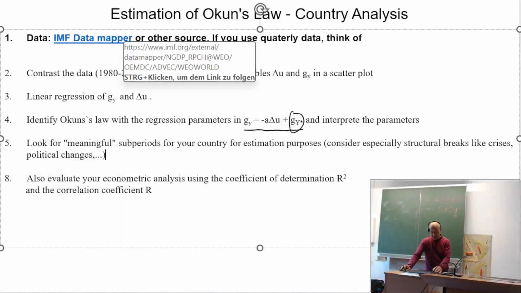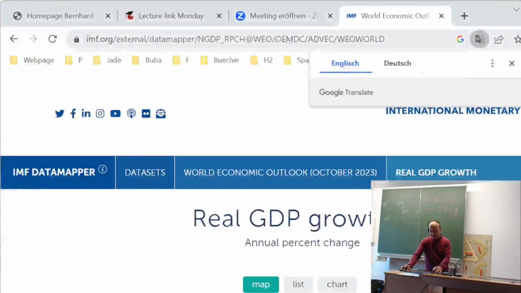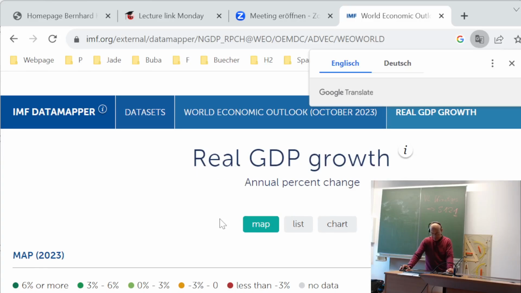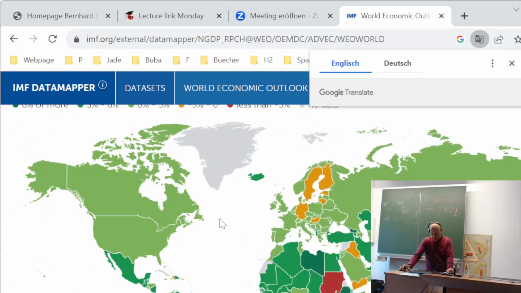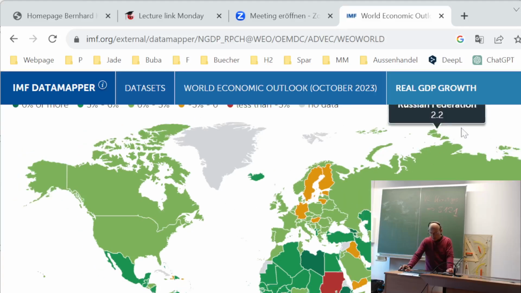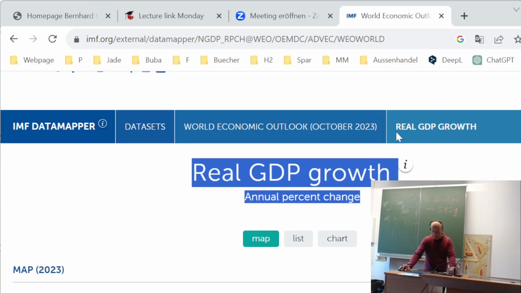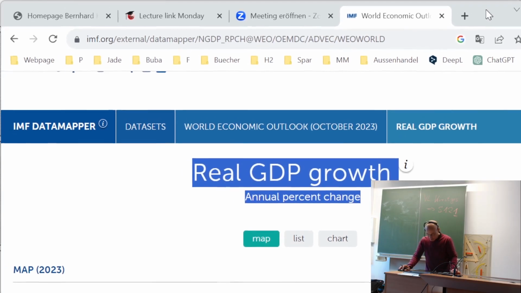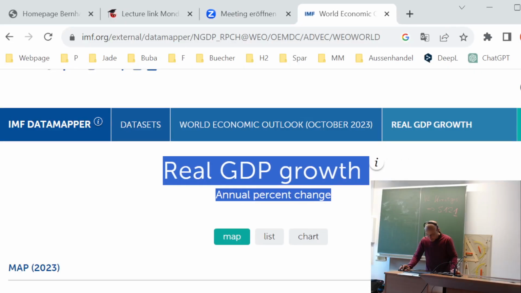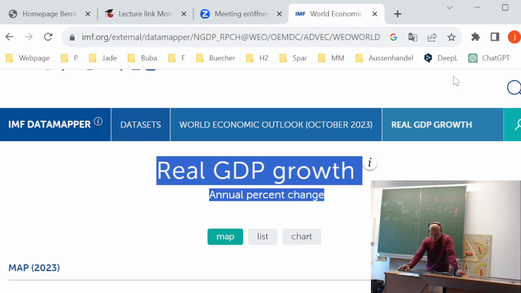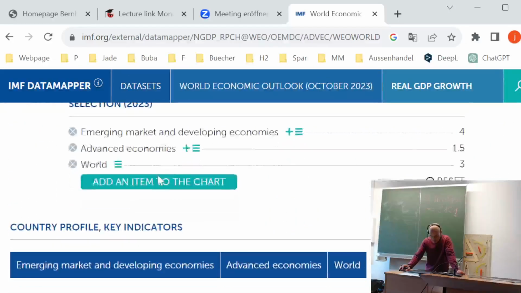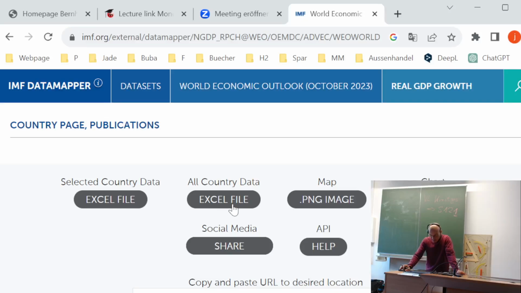And within the slides, you also have the link where you directly come to the IMF data mapper. So the first thing is always that we already have real GDP growth here. So now you see it better. And then I just download all data so that you can see it, or you can download your specific data here.